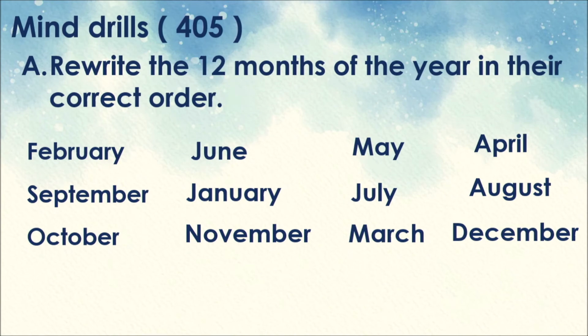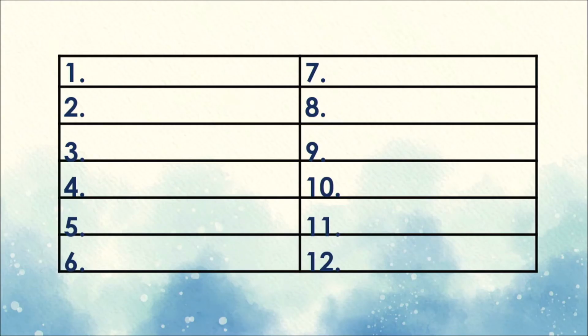So now, class, let's have the following mind drills. Open your book on page 405 and let's answer your activity. As you can see, class, for letter A, we need to rewrite the 12 months of the year in their correct order. As you can see, they are not in the correct order, isn't it? Now we need to arrange that into the correct order, okay?